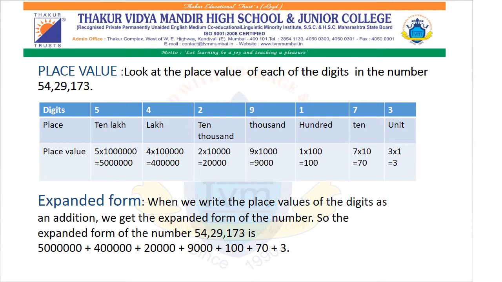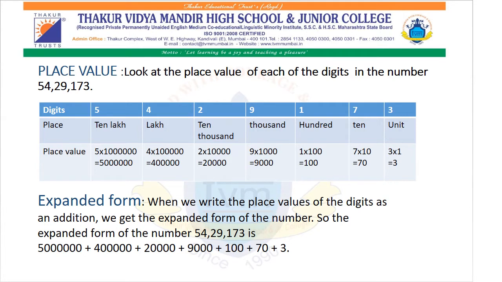Like 5 is in a 10 lakh place, so 5 into 10 lakh, the place value becomes 50 lakh. Correct? Easy. Now 4 is in lakh place, so 4 into 1 lakh equal to 4 lakh. So place value of this 4 is 4 lakh. Now digit 2 is in 10,000 place. So 2 into 10,000, it is 20,000. So place value of this 2 is 20,000. Now 9 digit is in 1,000 place. So 9 into 1,000 equal to 9,000. The place value of this 9 is 9,000.